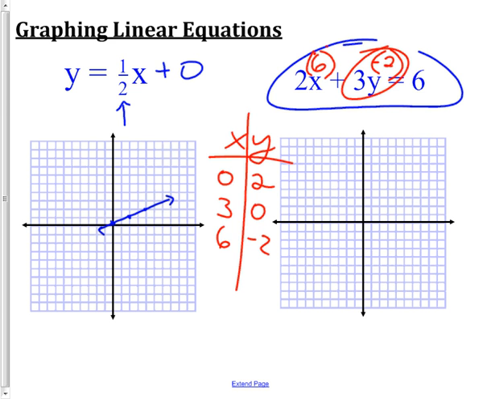So now I can graph them and see if they're all in a straight line. Over 0 up 2. Over 3 up 0. And over 6 and down 2. Does it look like they're lining up in a straight line? Yep. All right. So that technique of graphing is something I know you learned a long time ago, but bring it back. It works on every graph.